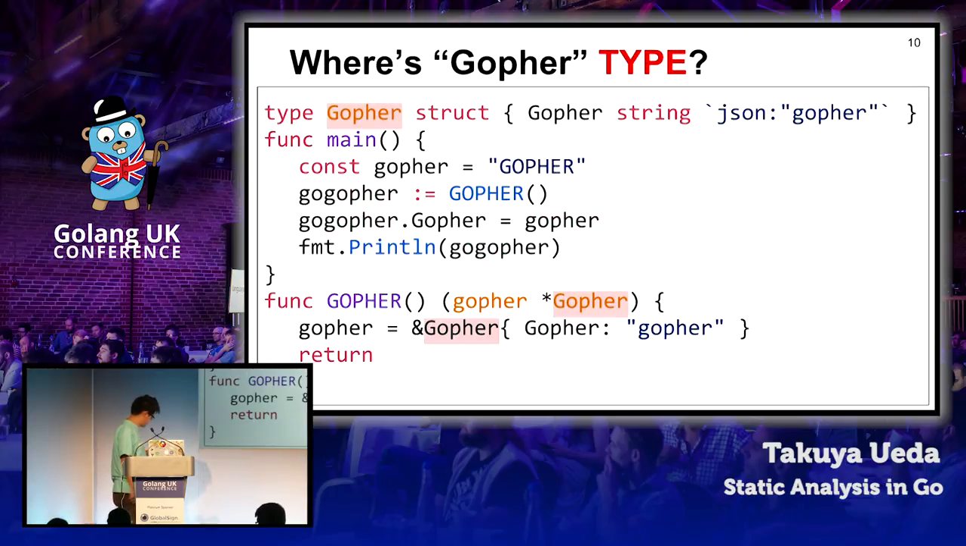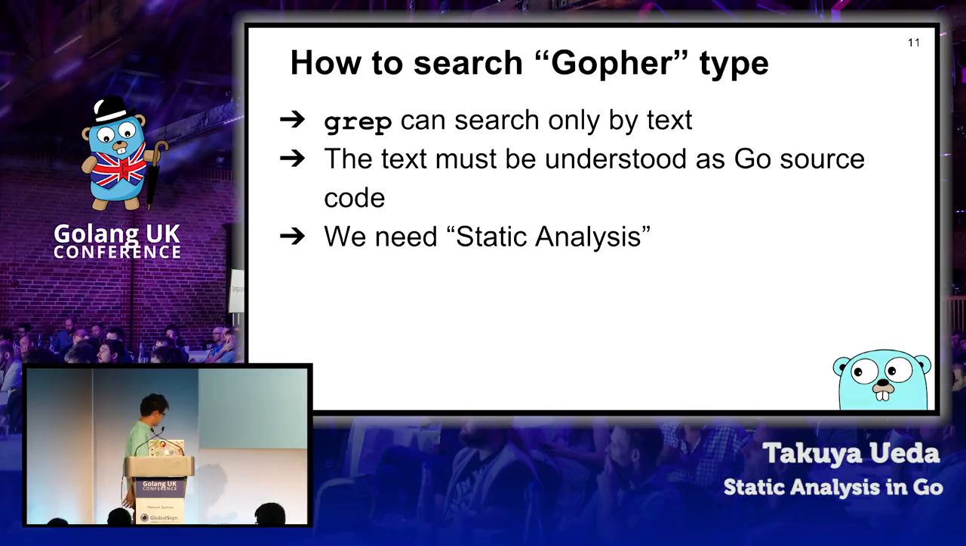How about this? Where is the gopher type in this code? How do you find the gopher type? You cannot find them by using grep, because grep can touch only text. The file must be understood as Go source code. So we need static analysis. What is static analysis? I'll explain static analysis in the following slides.